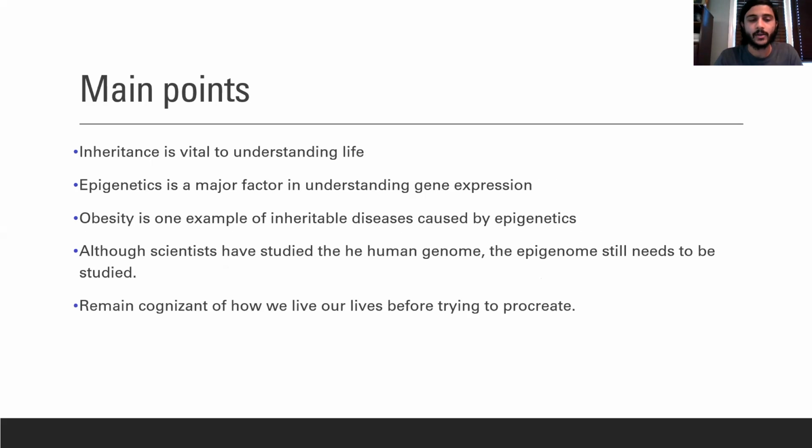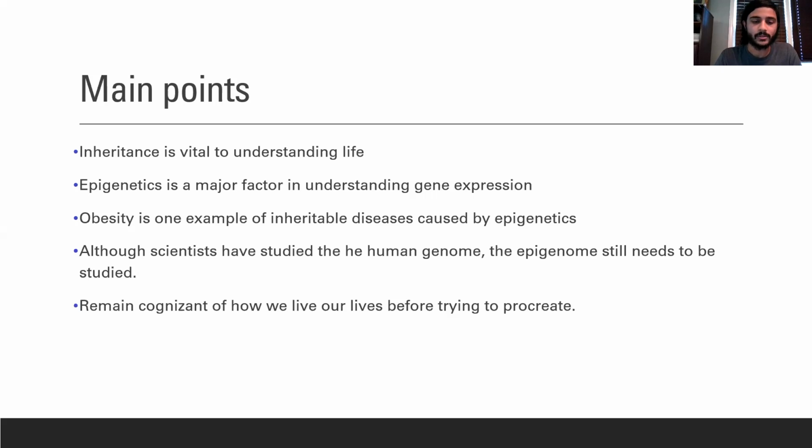So the major takeaway points are that we know inheritance is vital to understanding life. We know that epigenetics is a major factor in understanding gene expression. Obesity is just one example of inheritable diseases caused by epigenetics. And although scientists have already studied the human genome, like we know a lot about the human genome, we still need to study the epigenome. And if we study this epigenome, we're just going to continue to unravel all these mysteries about diseases, about aging, etc.